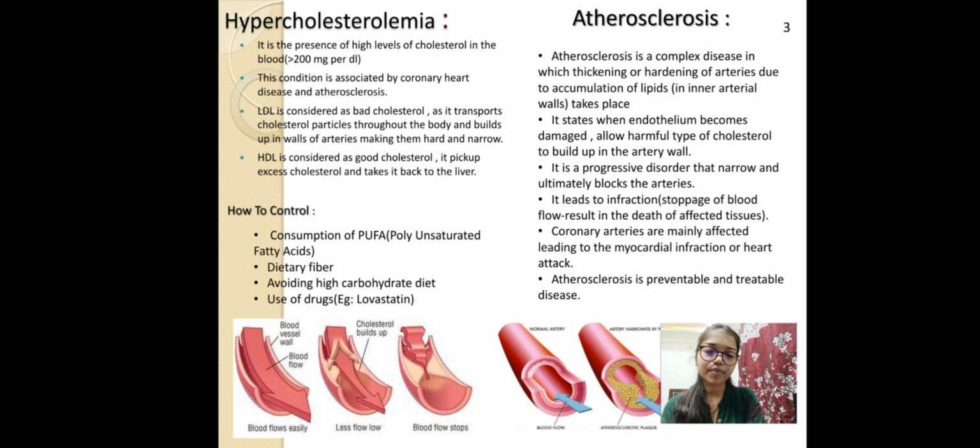The first is hypercholesterolemia. So what is hypercholesterolemia? As the name suggests, hyper means increased or high level of cholesterol. So it is the presence of high levels of cholesterol in the blood. That means if there is an increased level of cholesterol in the blood, that condition is called hypercholesterolemia. So how much level of cholesterol? It is greater than 200 mg per deciliter. That means if the cholesterol level in the blood is greater than 200 mg per dl, that condition is called hypercholesterolemia. And this condition is associated with coronary heart disease and atherosclerosis.